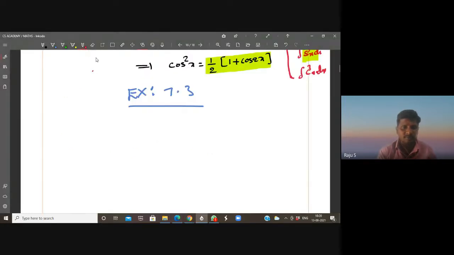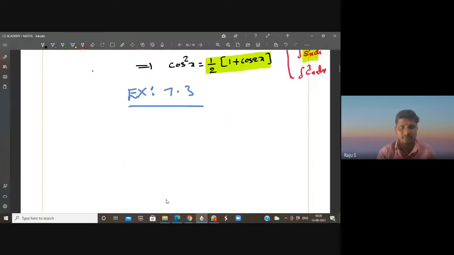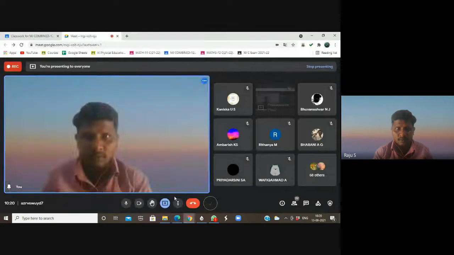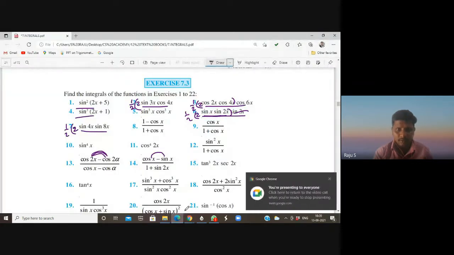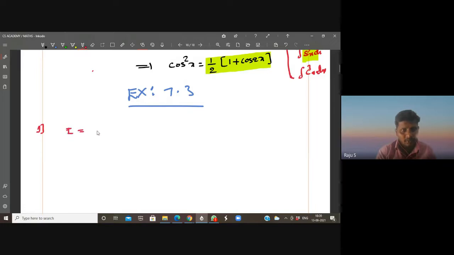Right, friends. First one: integral sin square of 2x plus 5. If you don't remember those formulas, it is difficult. I is equal to integral sine square of 2x plus 5. I'm going to write all the steps properly for this question.